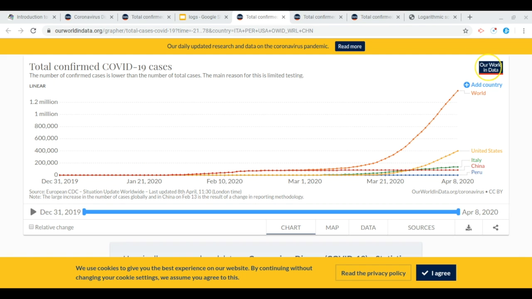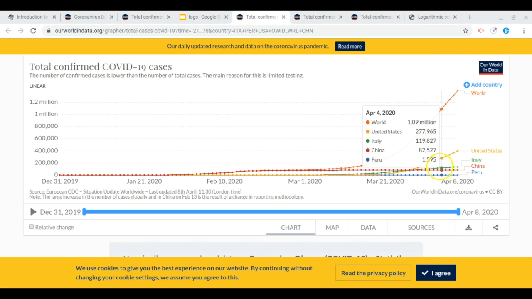And I've also got other countries. I've not got all the countries in the world. I've got the United States. I've got Italy. I've got China and Peru on here. And I can get some sense of how this virus is affecting these different countries here. But it's not going to be as effective on this scale.